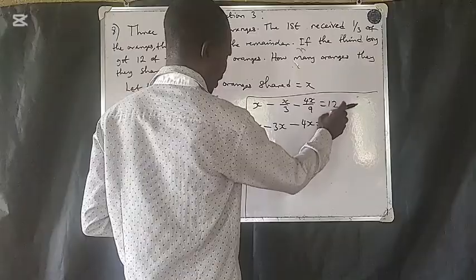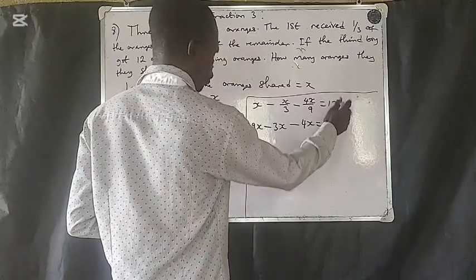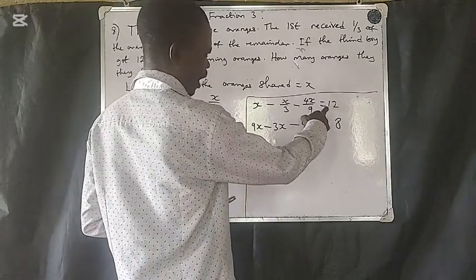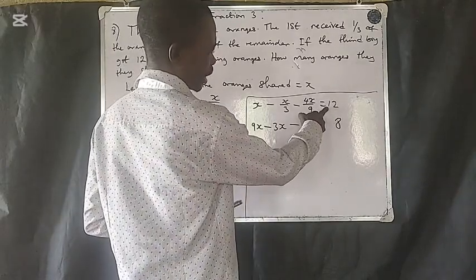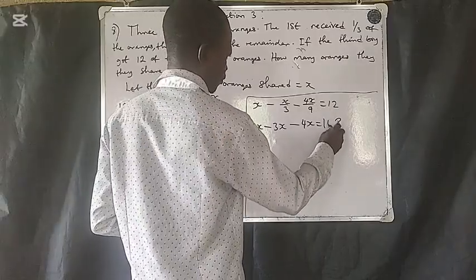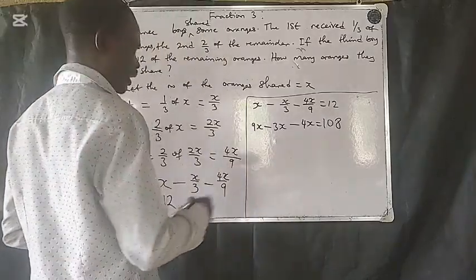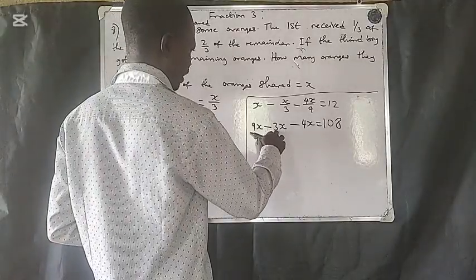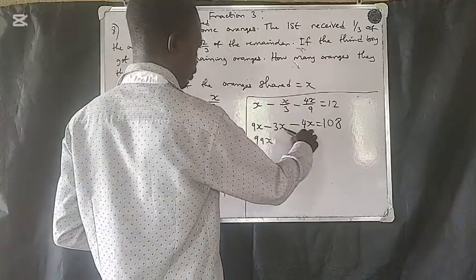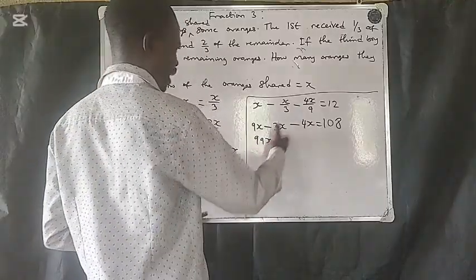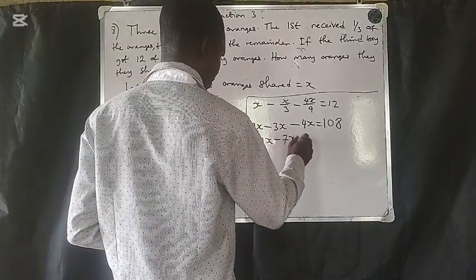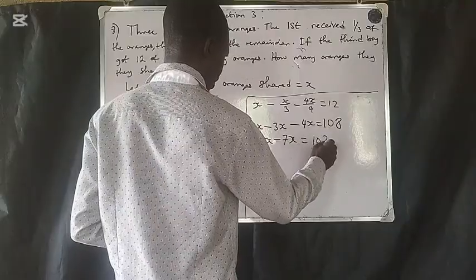Then the 9 of this one, 9 times 12. 9 times 2 is 18. We carry 1. 9 times 1 is 9 plus 1, that's 10. So here we can say 9x minus 3x minus 4x. Altogether, how many x are you removing? You are removing 7x. Then you have 108.